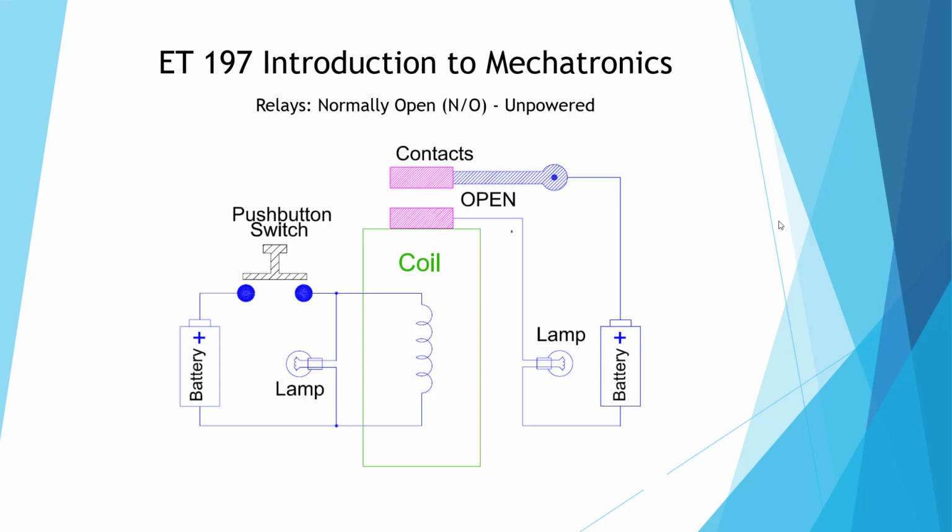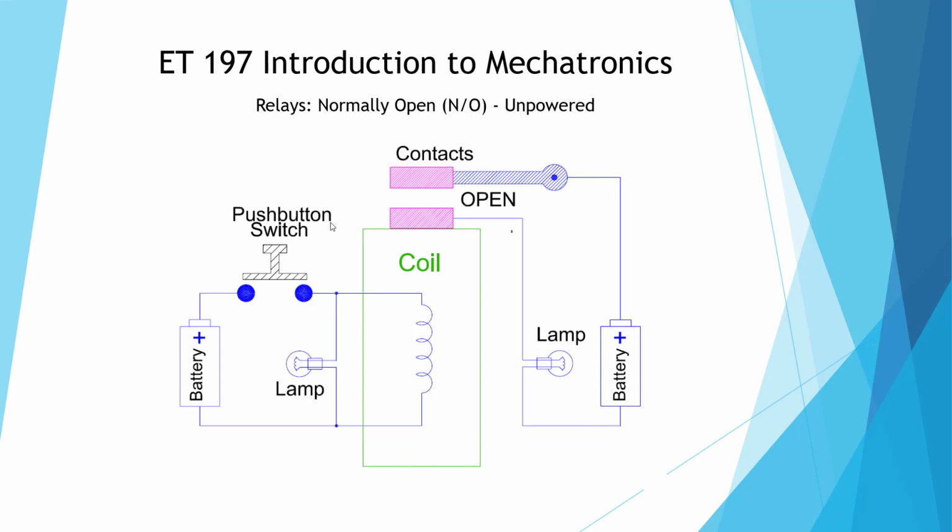Here I'm showing a diagram of a relay, a normally open, unpowered relay. What we have here is a coil. It's a coil of wire that we are going to energize, and it's going to produce a magnetic field, which is going to pull down the contact and close the contact when we're powered. Okay, so this is a standard cross section.